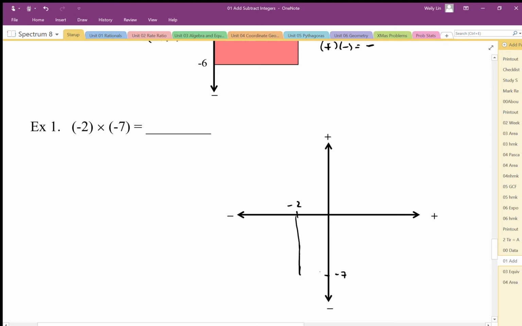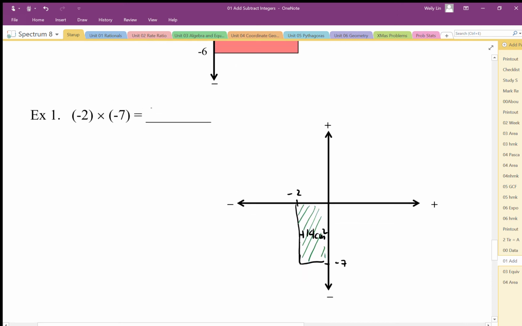Okay, so the number of squares, we're going to have 14 squares in here. Okay, so we have 14 squares, and since it's negative negative, it's going to be positive 14 squares. So we're going to have a positive area in this quadrant here. Okay, so we're going to end up with positive 14 as our answer.